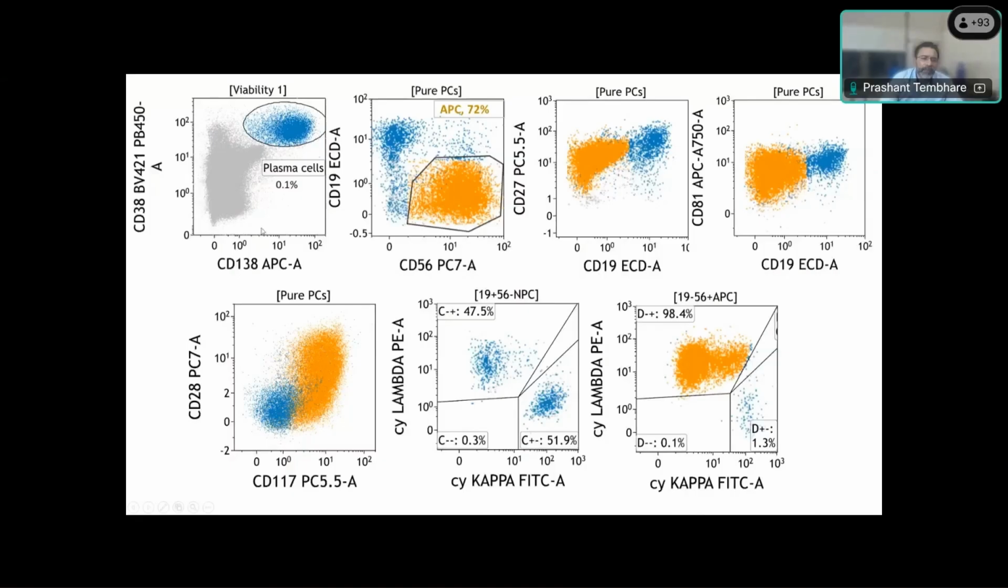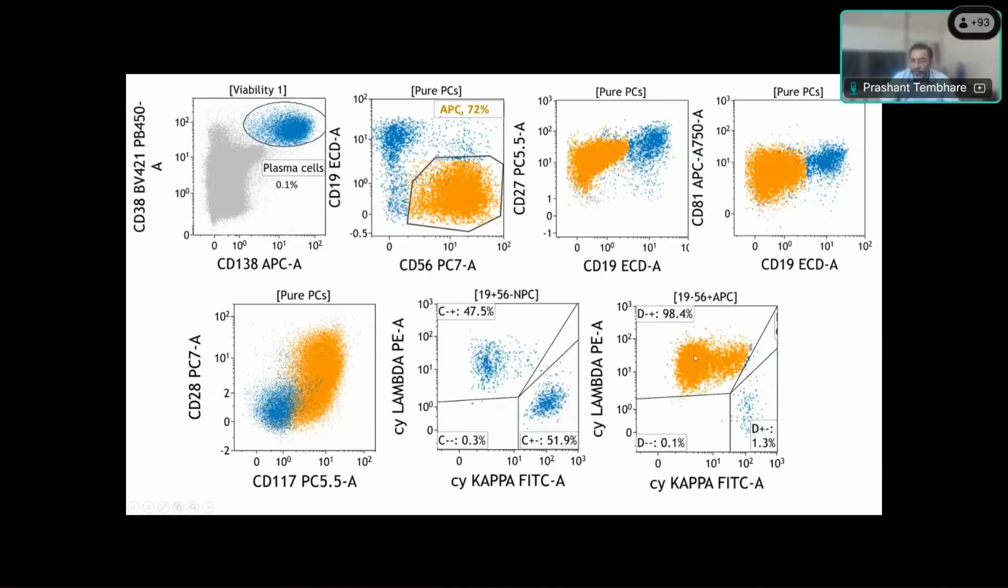You can see the plasma cells, as we discussed earlier, CD138 and CD38 positive, 0.1% plasma cells were there. And out of that 0.1%, approximately 72% show abnormality, indicated by the orange color here. You can see CD19 negative, CD56 positive, CD27 positive in this case, not lost. CD81 is weak, but CD28 is positive and CD117 is positive, indicating abnormal expression of CD28 and CD117, loss of CD19 and CD56 aberrant expression, and they were clonal.